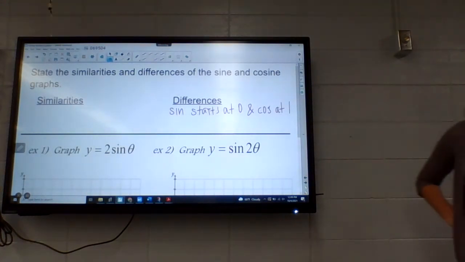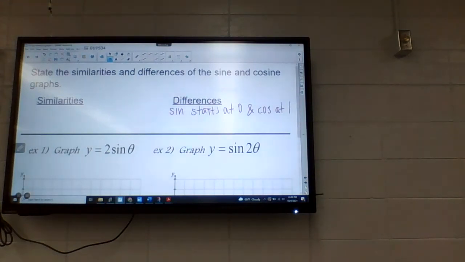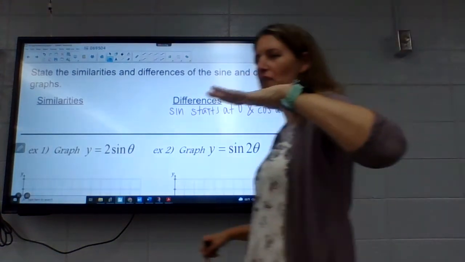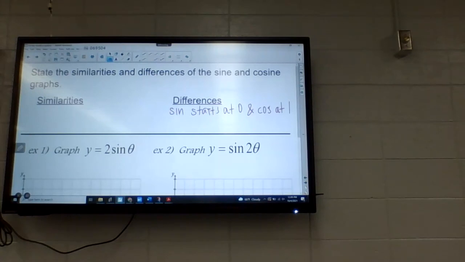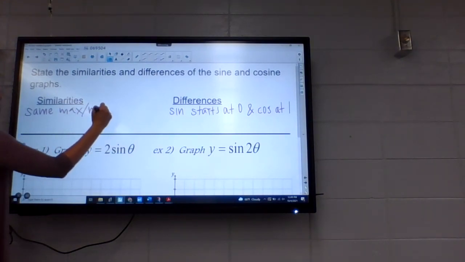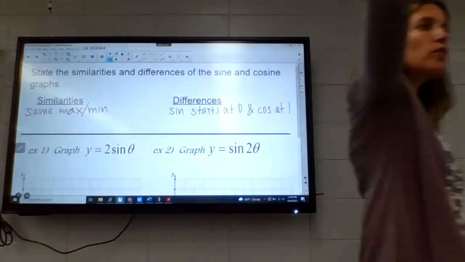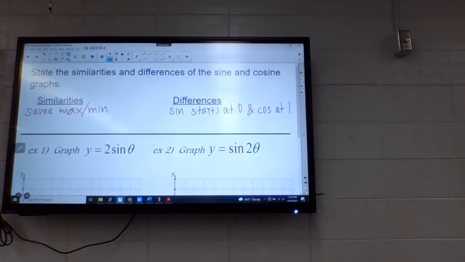So what makes them the same? There you go, listen to her, I wasn't even going to go there. Maybe amplitude, for the fancy people, or just how high or low it goes, max or min. So the same max and min. Amplitude is how high the wave goes. It's a big person word, big fancy.